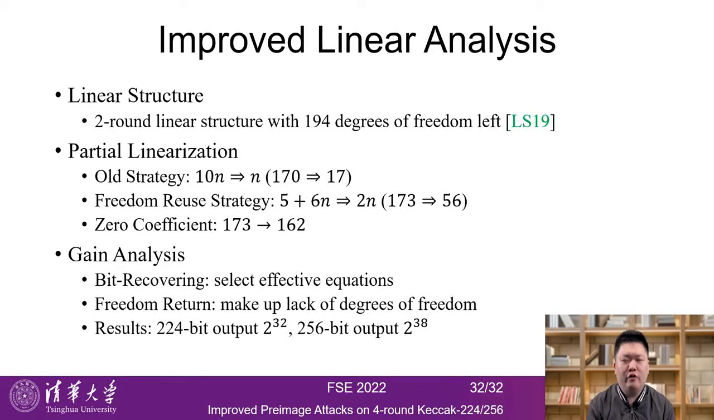We adopt a freedom rule strategy where multiple bits can be linearized by some common constants. In addition, through the technology of zero coefficient, the cost of setting constants can be further decreased. In final gain analysis, by applying bit recovery and freedom return, it is concluded that the total gain of our improved preimage attacks can reach 2 to the power of 32 and 2 to the power of 38 respectively.